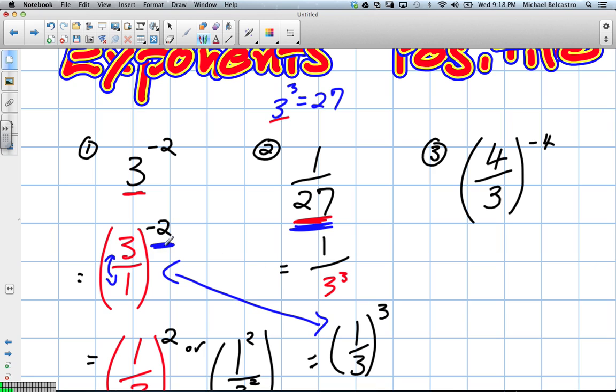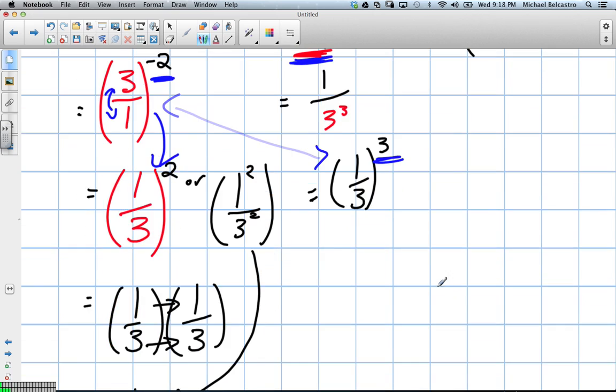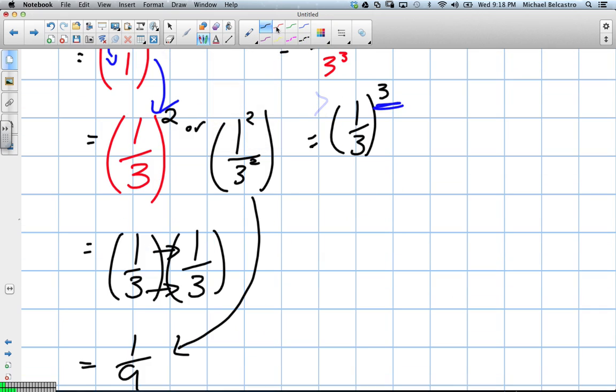In this case, it was a negative, and to turn it positive, I inverted the fraction. In this case, it's positive. I want to turn it negative. How would I do that? You'd put 3 over 1. Exactly. We invert the fraction again. So it can go vice versa. It becomes 3 over 1 to the power of negative 3.